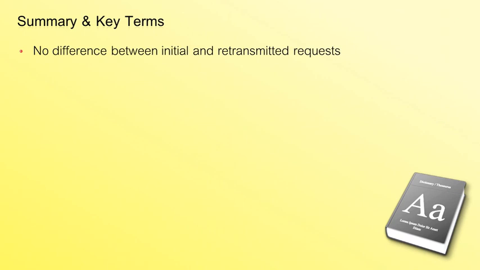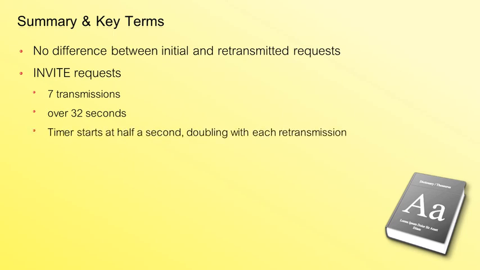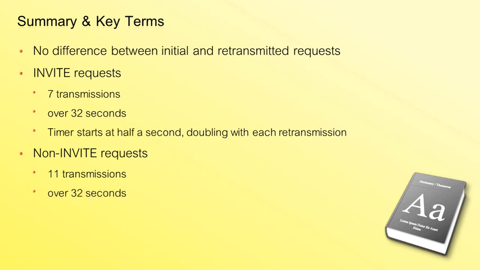So, reliable delivery and retransmissions. We've seen there is no difference between the initial and retransmitted request. No change in SIP message content. For INVITE requests, there are 7 transmissions altogether, spread over a period of 32 seconds. The timer starts at half a second, doubling with each retransmission. With non-INVITE requests, there are 11 transmissions, also over 32 seconds, although with a different timer pattern, doubling to begin with, then incrementing by 4.